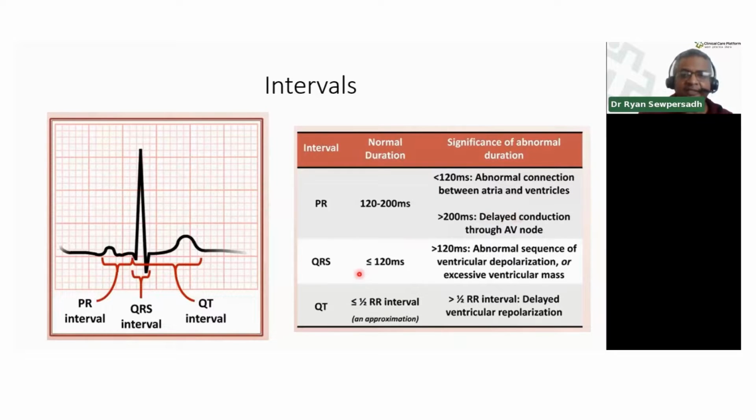If your QRS interval is less than 120 milliseconds, which is 3 small blocks, right, then you're probably thinking, you know what, it's a bit short.